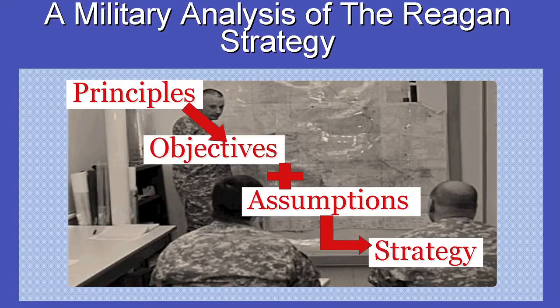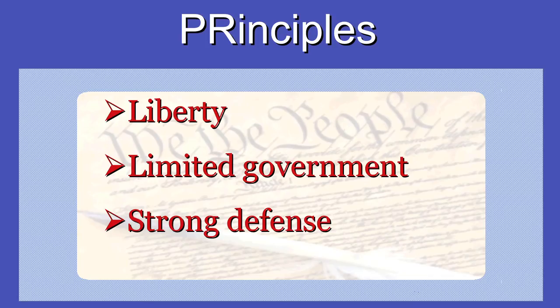So we're going to look very quickly at principles and objectives, assumptions, those were very important, and then Reagan's strategy. Now we're talking about the strategy with which he approached what he wanted to do as president. Liberty, limited government, strong defense. So I don't think we need to talk a whole lot about that. Reagan's principles were very simple, and they're really the principles that we should have today.